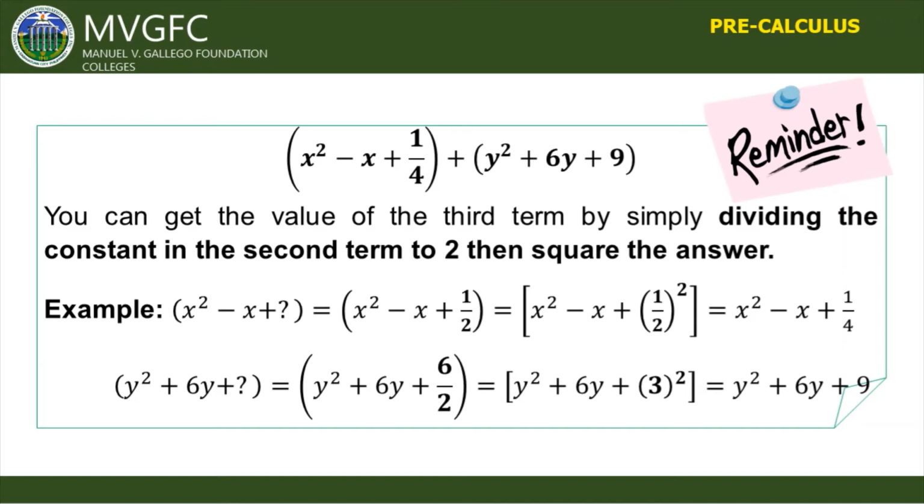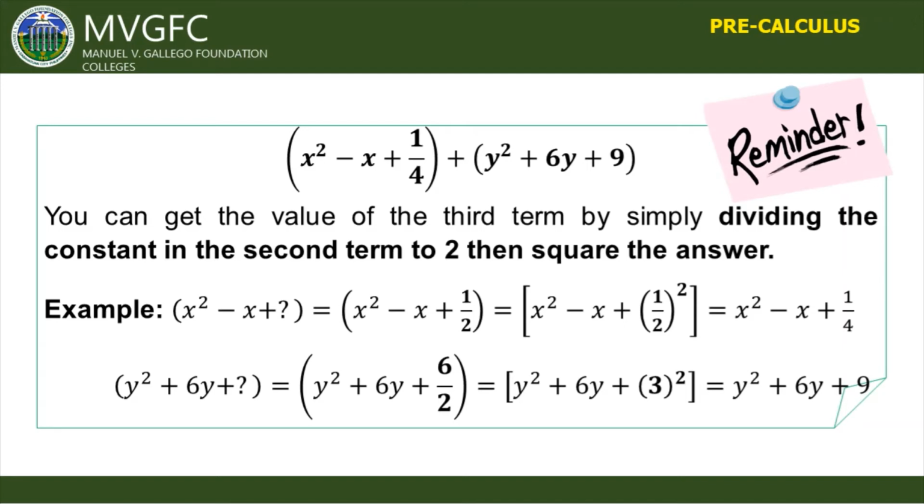So, looking at our example, the second term is negative x. Of course, you cannot see the constant, but there's actually the constant 1. So, you need to divide the constant in the second term by 2. So, you have 1, because negative x, so that is 1 divided by 2. Then square the term. You have 1/2, square 1/2, that is equal to 1/4.